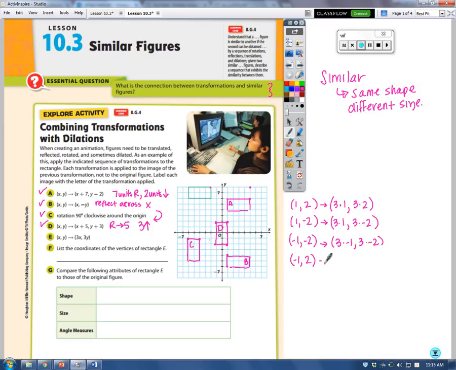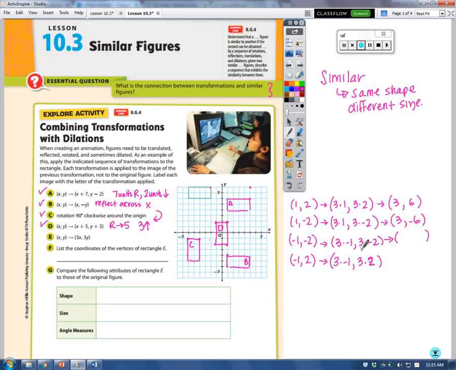I know it's a little tedious if you guys are listening to this, but you should be following along, doing this with me. Multiplying each of these coordinates by the scale factor. That's positive 2. Okay, so 3 times 1 is 3. And 3 times 2 is 6. 3 times 1 is 3. 3 times negative 2 is negative 6. Okay, make sure you are not losing those negative signs as you go through here.